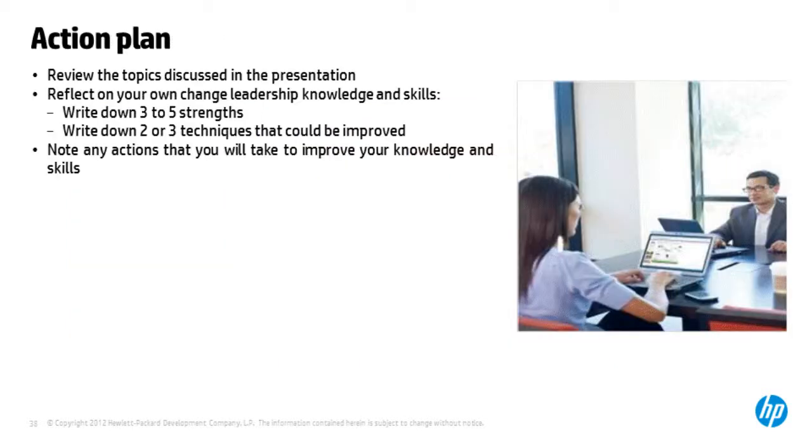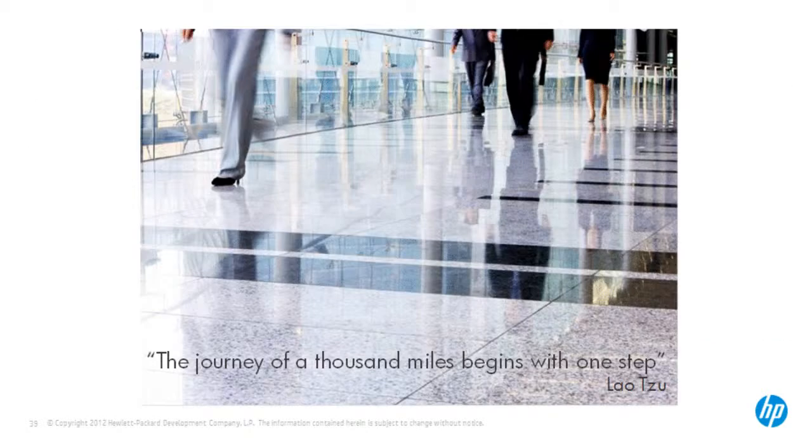Now let's look at an action plan. Review the topics that we discussed. Reflect on your own change leadership knowledge and skills. Write down three to five strengths and write down two or three techniques that could be improved. Note any actions that you will take to improve your knowledge and skills and follow up. Remember, the journey of 1,000 miles begins with one step.